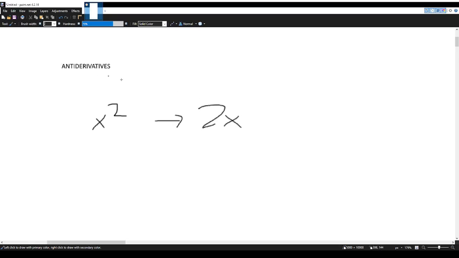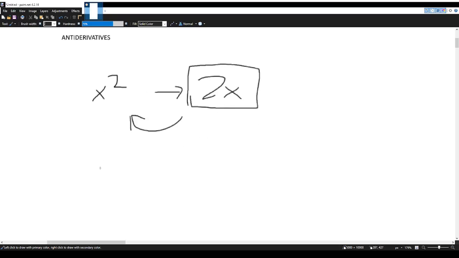Now antiderivatives would say, if I take this, what's the antiderivative of this? Well, that would go the other direction. So the antiderivative of 2x is x squared. But you also have to add something, right? Because let's say, so let's do this.